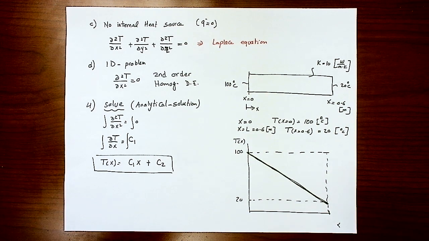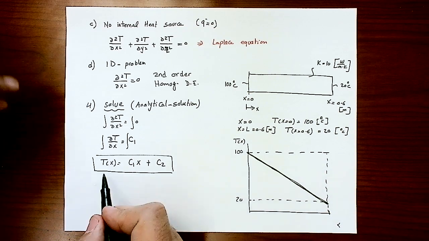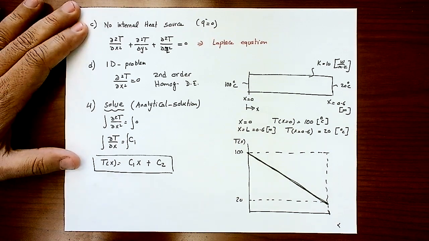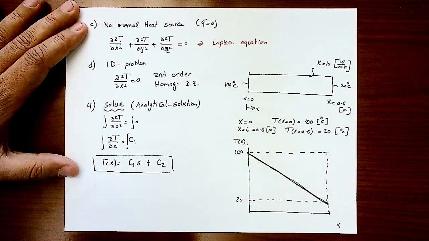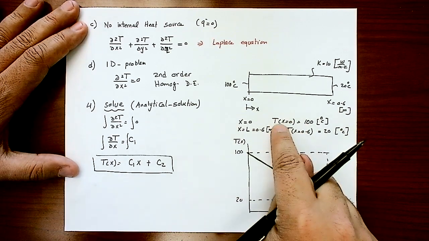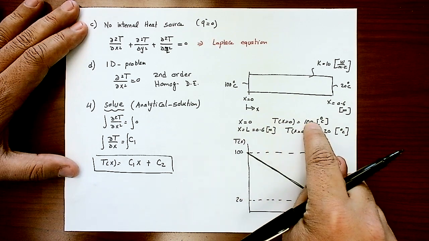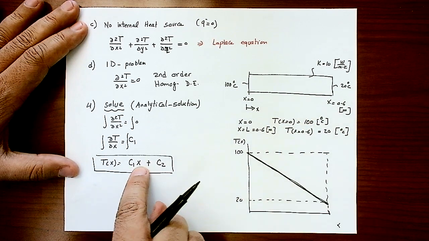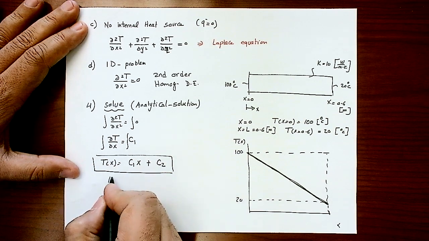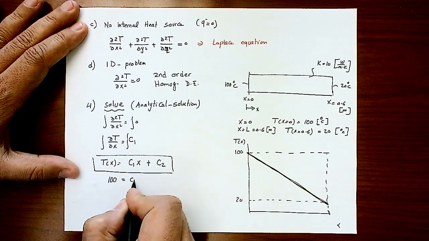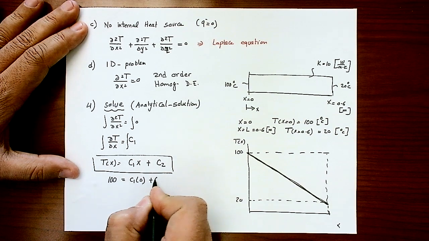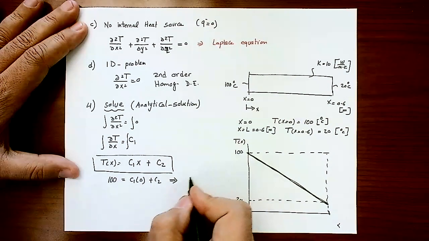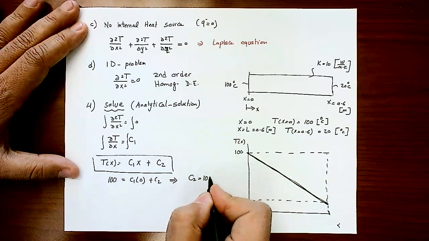How do you get the two coefficients? You have to apply the boundary conditions. Two unknowns, I need two equations, I need two boundary conditions. So let's stick to the equation and start applying the boundary conditions. The first boundary condition is at x equals 0, your temperature is 100 degrees. So 100 degrees equals C1 times 0 plus C2. And this equation is magic. It gives me C2 equal 100.